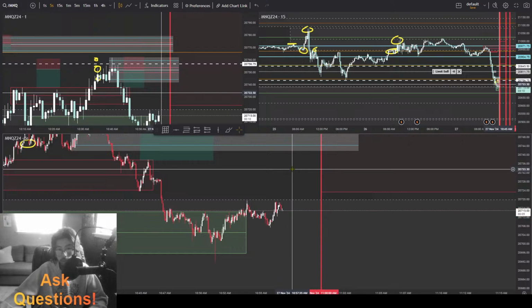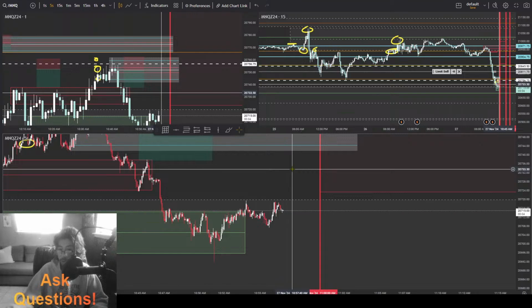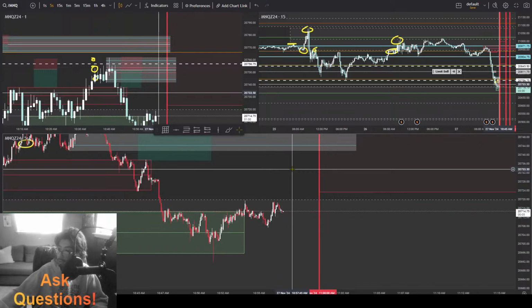Because with support and resistance, you're kind of just gambling. You need to have a consistent amount of points every single time into the trade, so you're not going to lose more than $200 every single trade you take. And it's hard to do that with support and resistance.